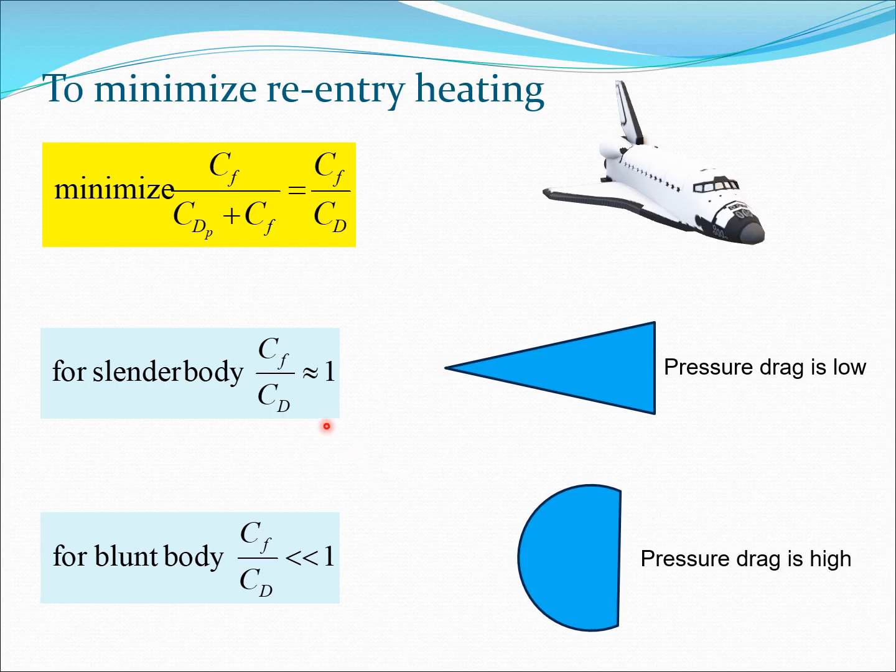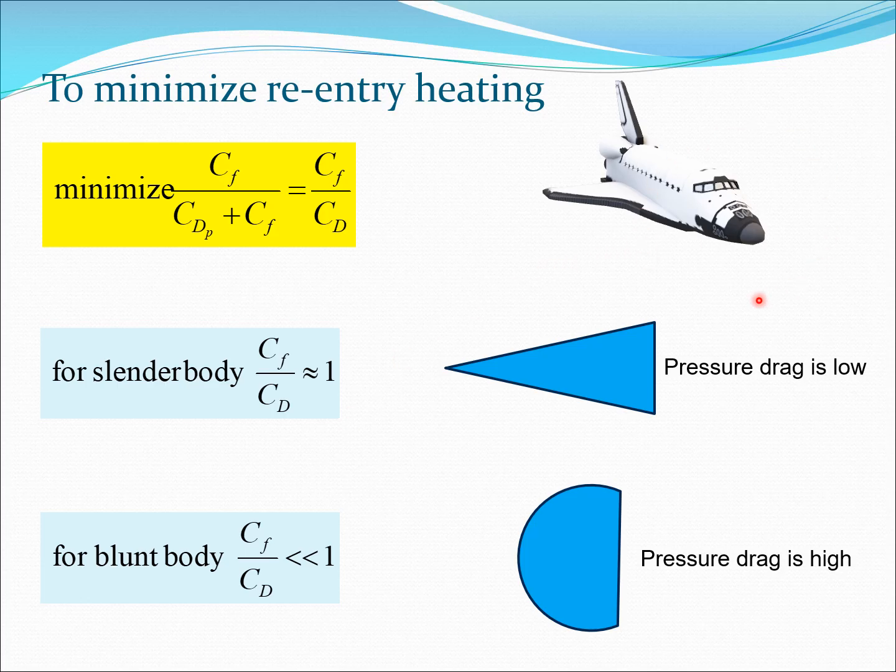So what happens is that CF by CD is approximately equal to 1, but for a blunt body the pressure drag is high, and therefore CF by CD is going to be much less than 1 because CDP is a very large number because of all kinds of separation here. So this actually tells us that having a blunt body is better when you are entering the Earth's atmosphere in terms of heating and so on.